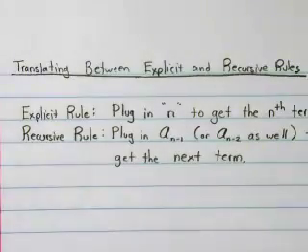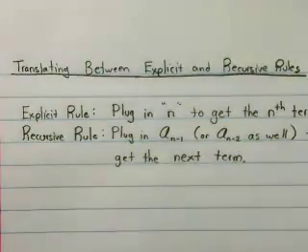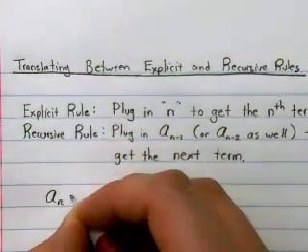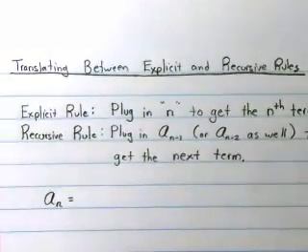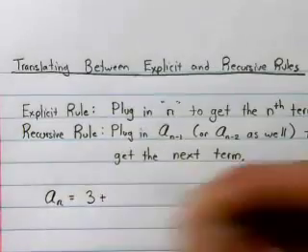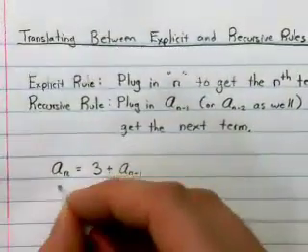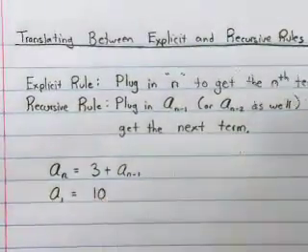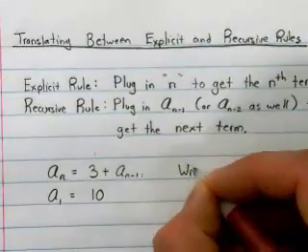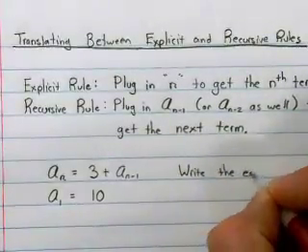If it's written as an explicit rule, how do I turn it into a recursive rule or vice versa? The easiest thing to do is figure out, number one, is it arithmetic or geometric? Once you have it, can you make the sequence and then go the other way to get to the other type of rule that you want? Rule: a sub n equals... I keep using 3, but whatever. And then a sub 1 equals, let's say, we'll start at 10. So I want to take this and write the explicit rule.